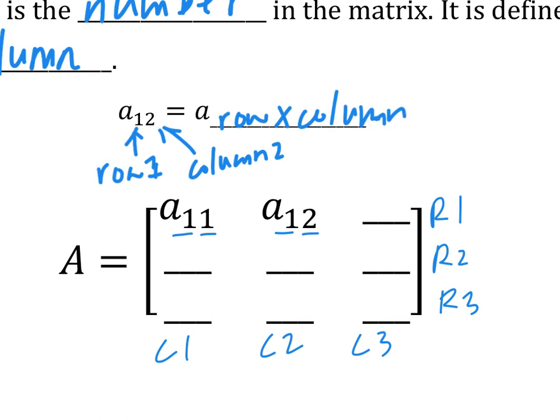Okay, so what do you think this one is going to be? This is still in row 1, but now we're in column 3. So this is called a13. Okay, so can you fill in the rest of these with the correct element numbers? Okay, so this is a21, a22, a23, a31, a32, a33.